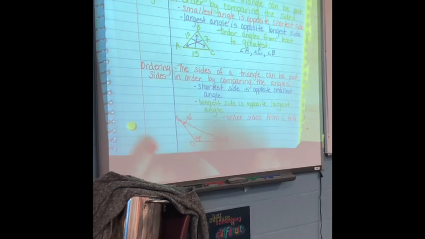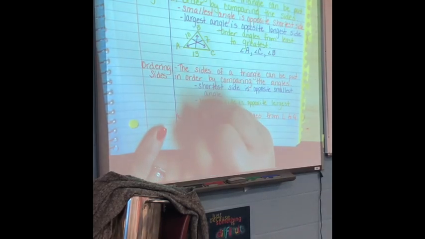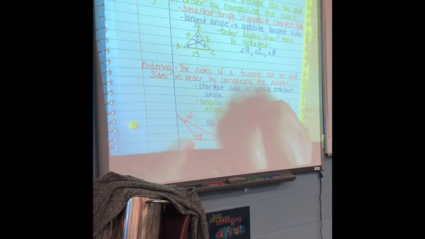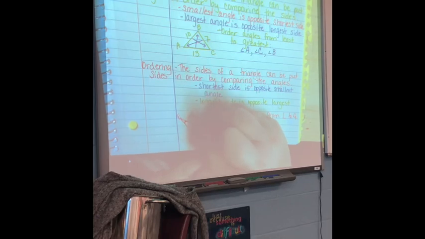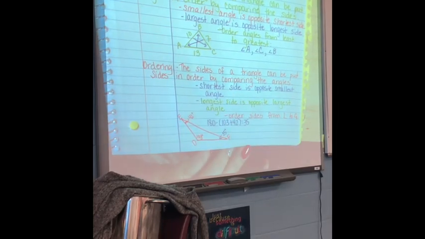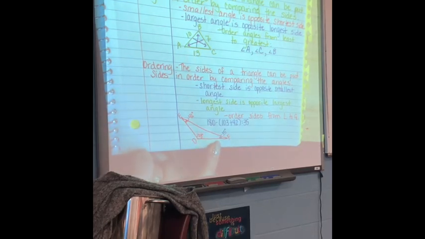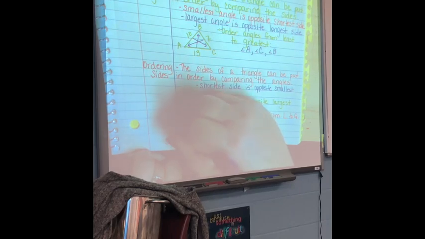Subtracting from 180. So 180 minus the 103 plus 42, which would give me an angle measure of 35. Thank you. 35 degrees. So this angle here is going to be 35 degrees. Very good. And now that I know all the angle measures, now I can use the information they gave me to be able to list my sides from least to greatest. The first thing I have to do is identify the smallest angle, and that's the one we just found, 35 degrees, and it is opposite which side?